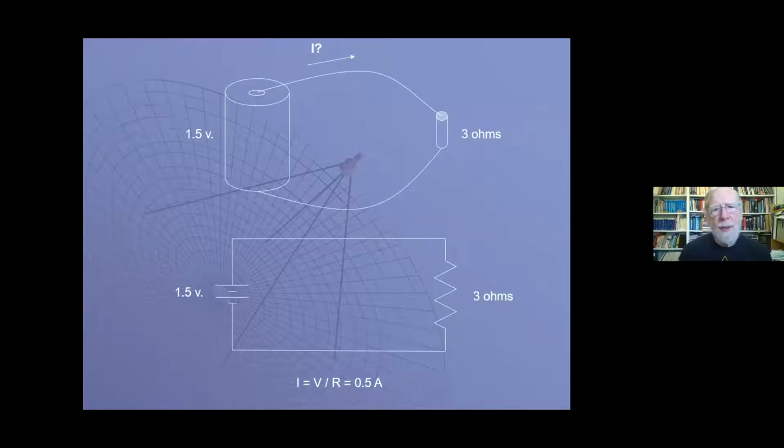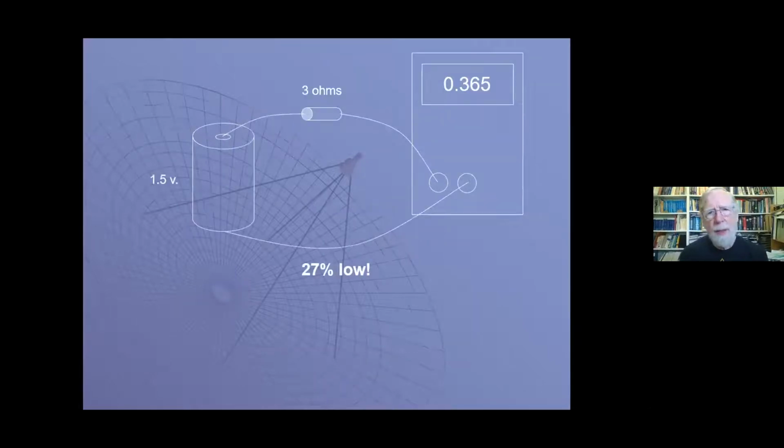Here's a good example of what I'm talking about. Let's suppose we want to know how much current we're going to have in this circuit consisting of a battery and a resistor. We have a 1.5 volt battery and a 3 ohm resistor, and we draw a little schematic diagram down there, which is a model, by the way. We calculate I equals V over R equals 1/2 amp. So we think we know what we're doing here. So we actually get a battery and a resistor, and hook an ammeter in series. And my God, we're at 365 milliamps. We're 27% lower than our model said.